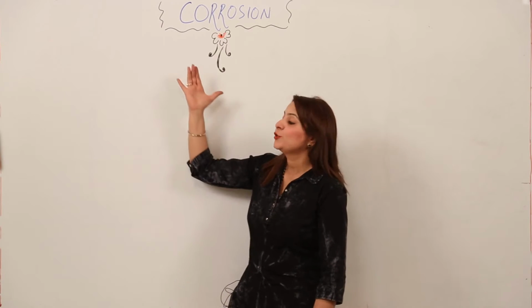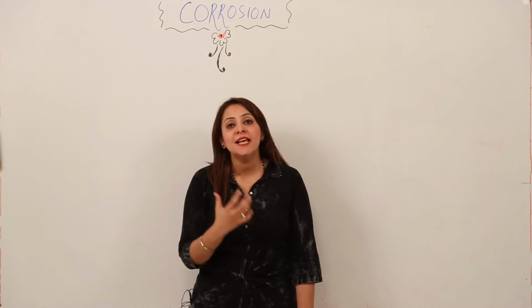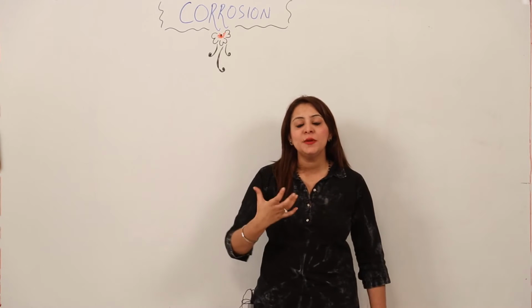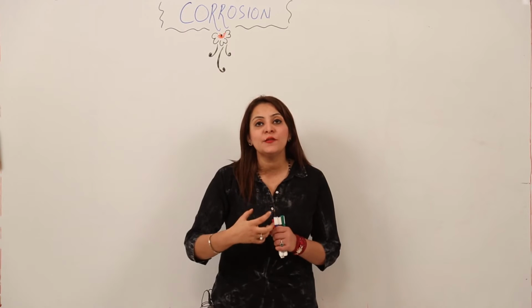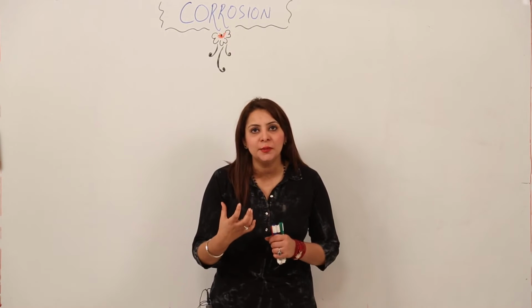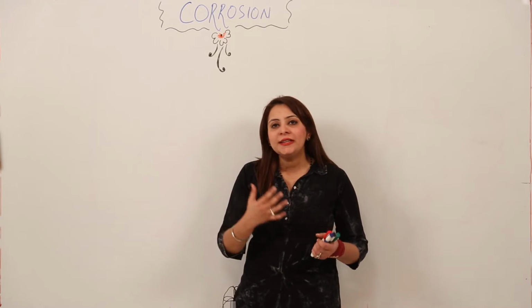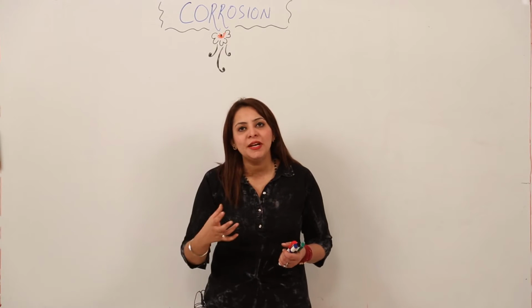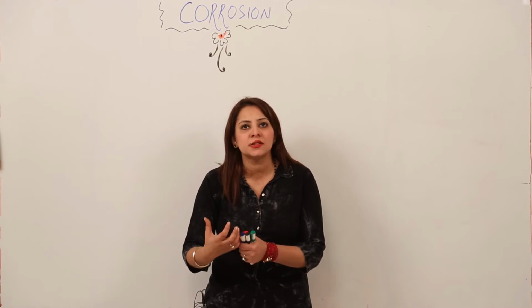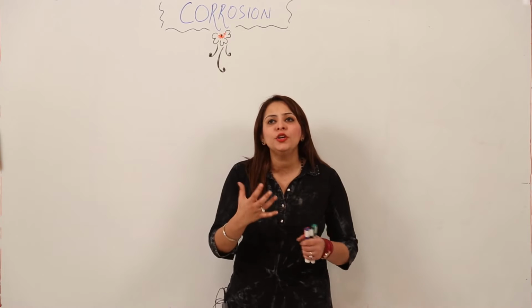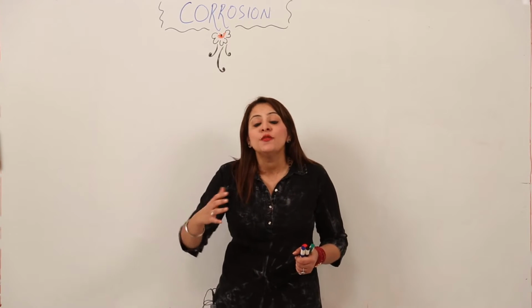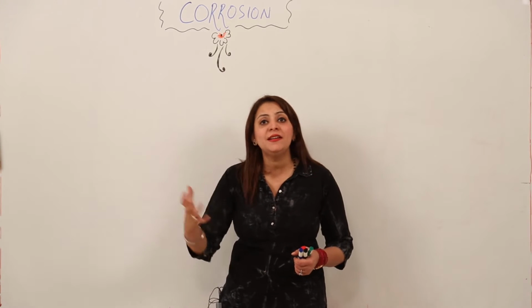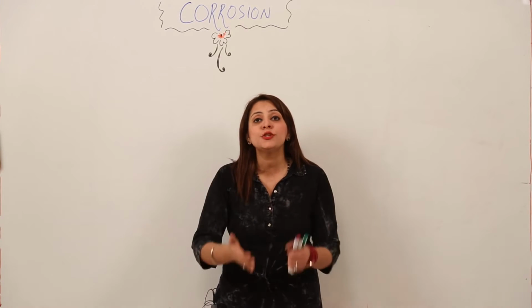Now we are starting with the topic corrosion, right? As you must have seen, metals have a specific luster in them, right? But with time, you get to see that certain metals just lose their luster. That means there is a deposition of a certain kind of layer on it, right? Which fades their metallic character. So that is due to corrosion.